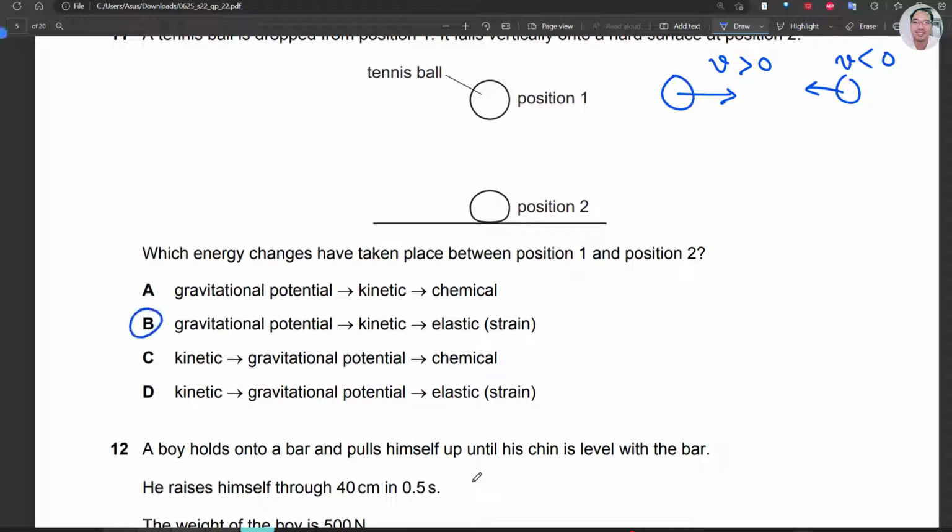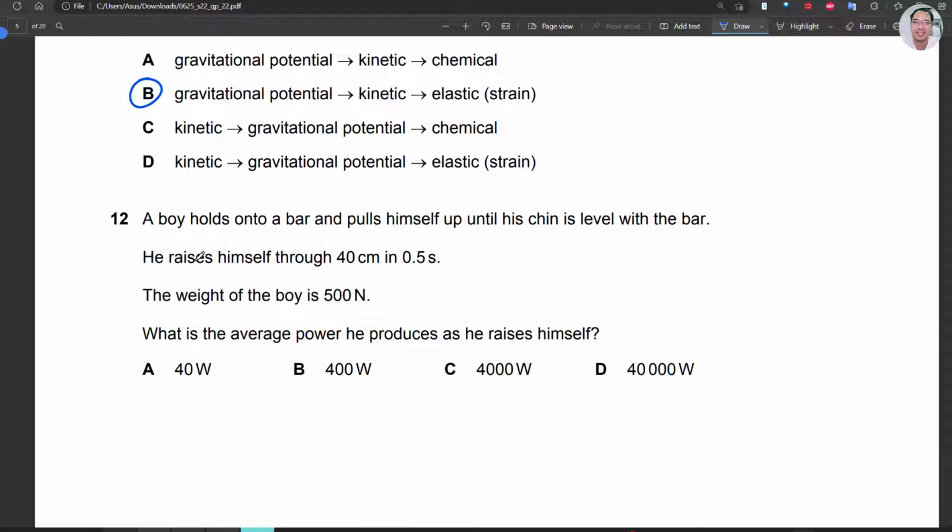You got it correct. A boy holds on to a bar and pulls himself up until his chin is level with the bar. He raises himself through 40 centimeters in 0.5 seconds. The weight is 500 newtons. What is the average power he produces as he raises himself? Does the test involve power? Probably not, not power.